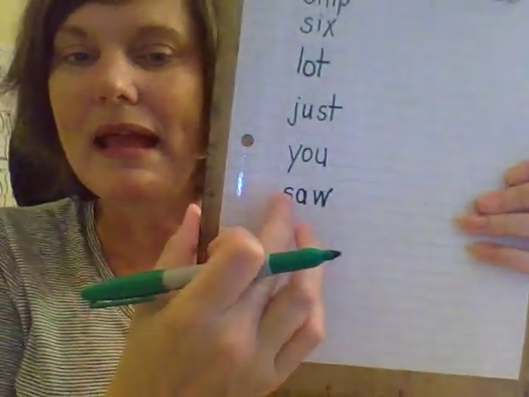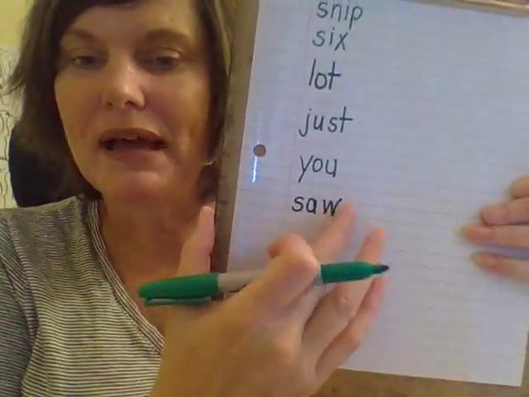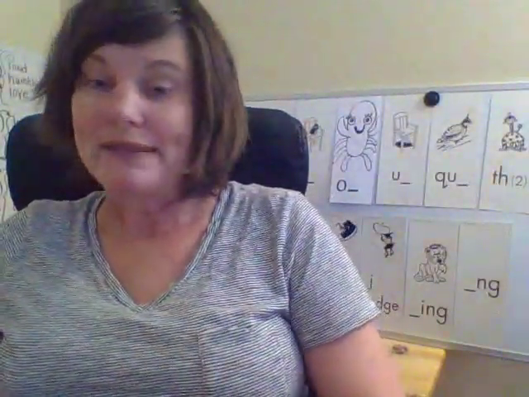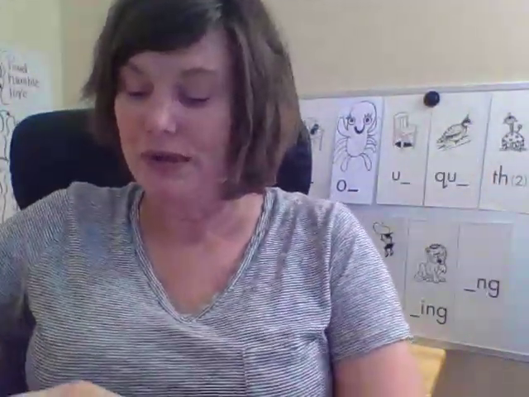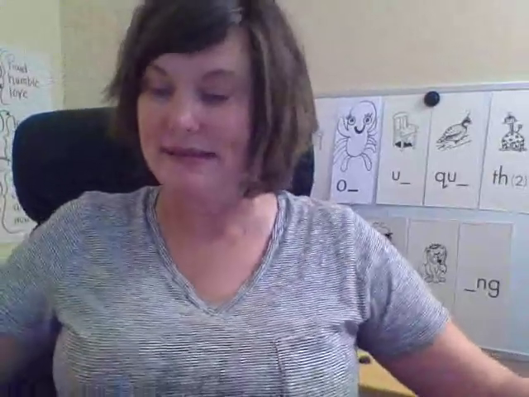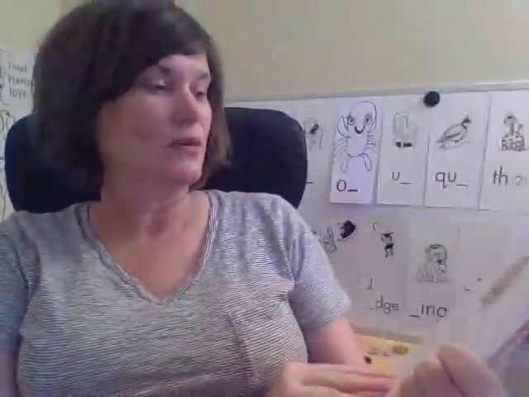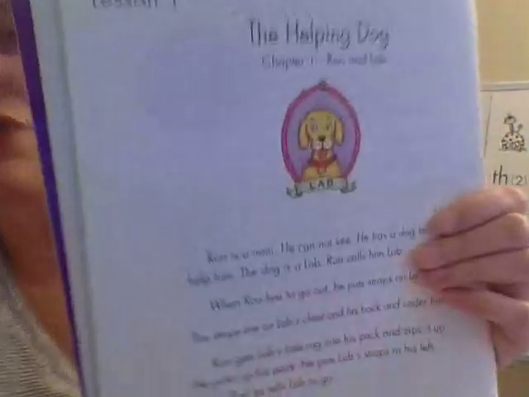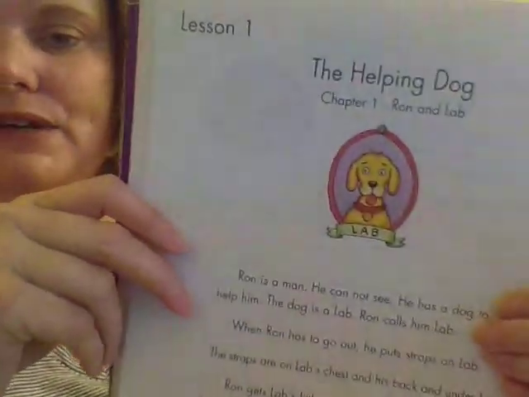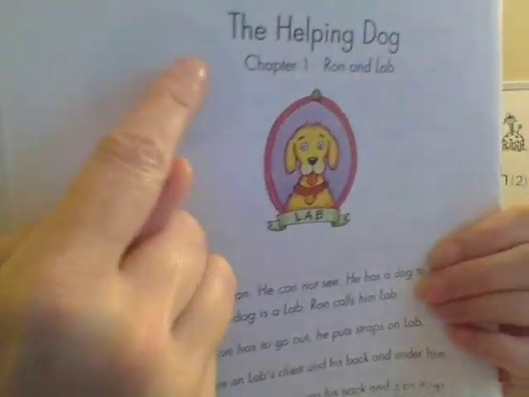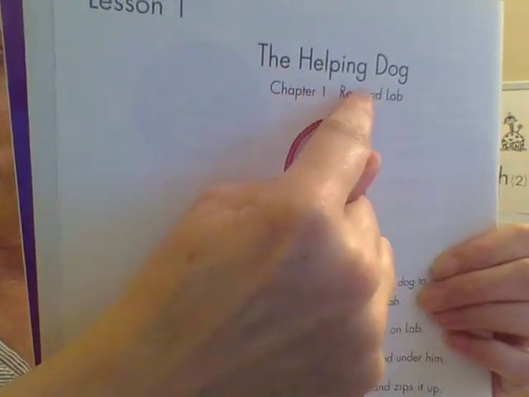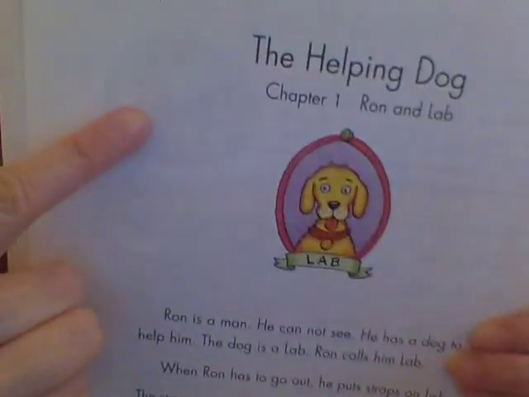Okay. And these letters just go to the midline and they do not go below the baseline. All right, the last thing that we're going to do is read a story that has the sounds and the sight words that we've learned. And this is going to be a series. So this is going to be chapter 1, The Helping Dog.